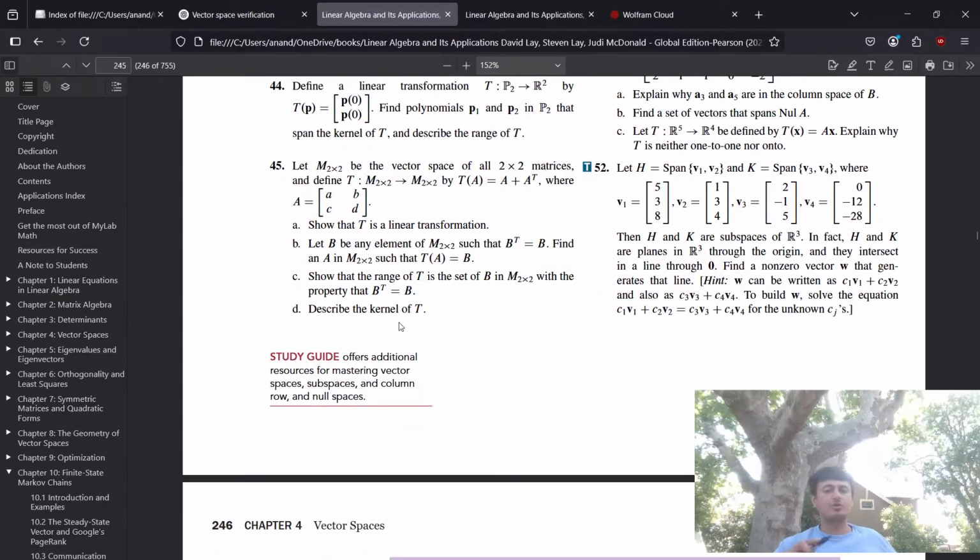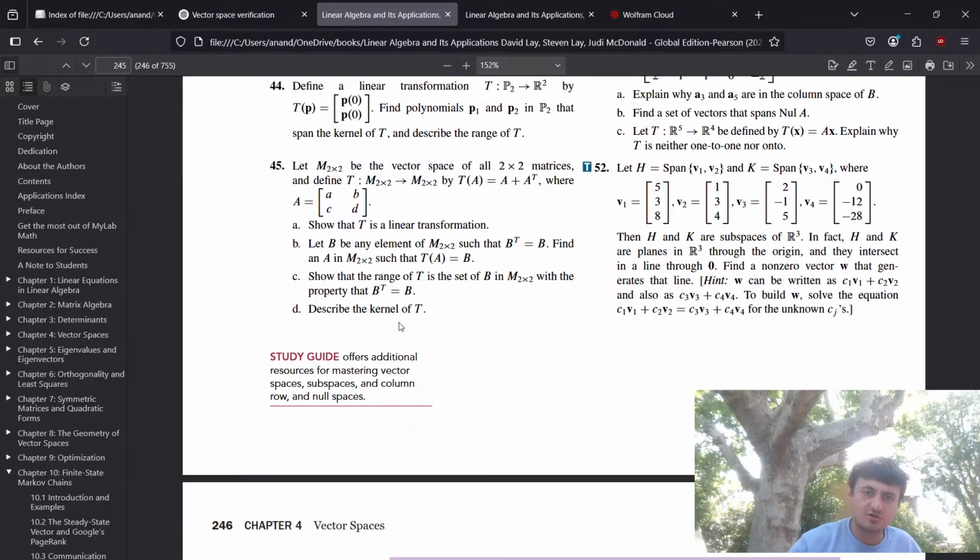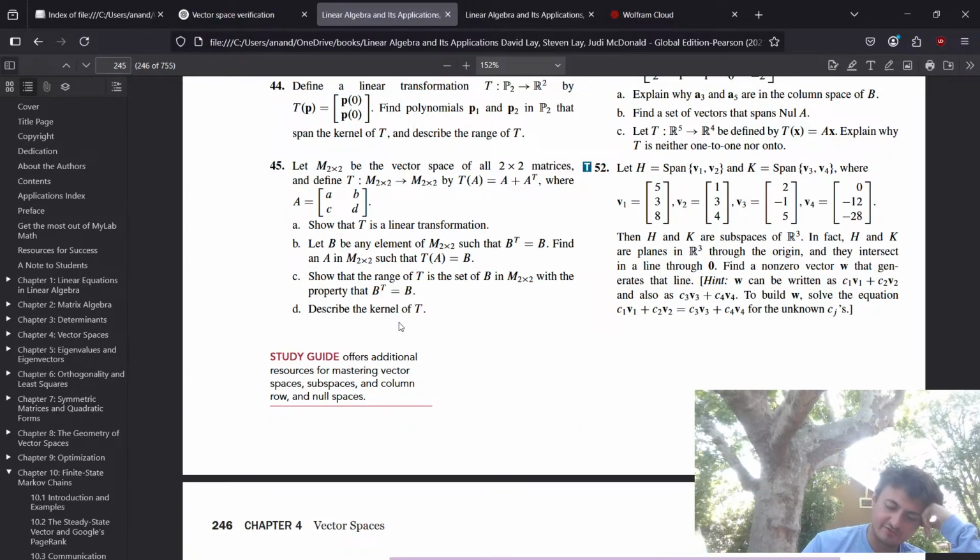All right, describe the kernel of T. So the kernel of T, so this is D. So ker of T is equal to the set of X such that Tx equals 0. So I think that the kernel is just 0. No, wait, hold on. That's not true. The kernel, if you have like A, wait.